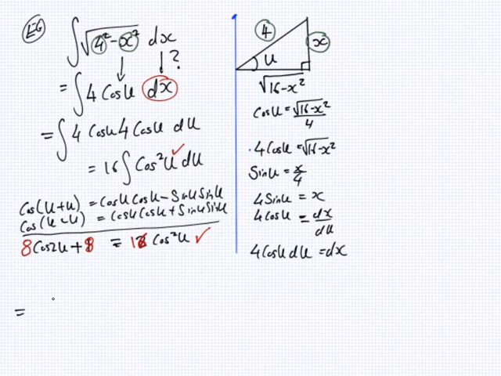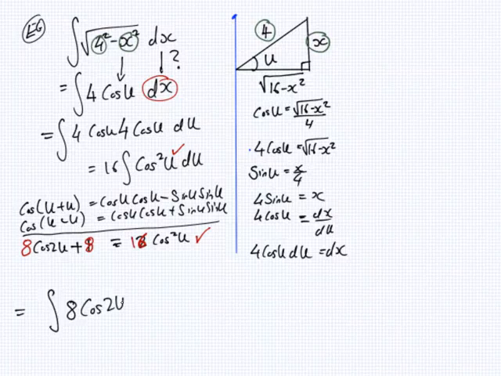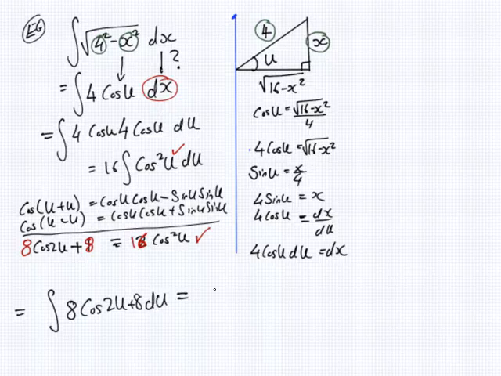So this now becomes integrate 8 cos 2u plus 8 du, which becomes 8 sine 2u over 2 plus 8u plus c, but I'll put the c in at the end. So you might think, great, I've integrated, I've finished, but there's a small problem with my answer. What's that? What's the small problem with my answer? Well, I guess it's not that small a problem, it's a pretty big problem with my answer.